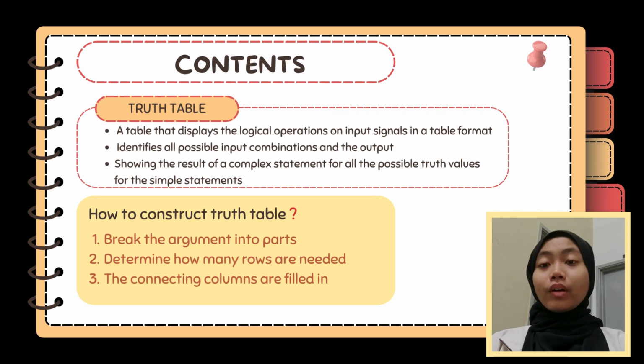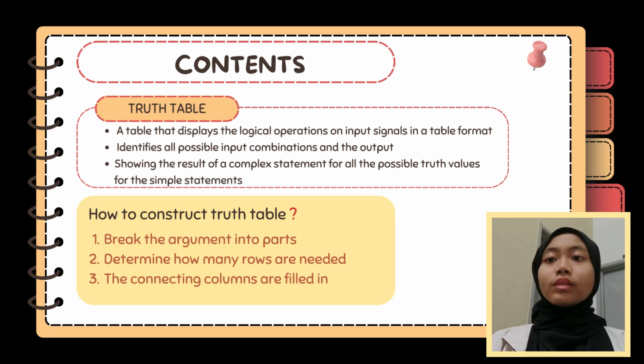Next, moving on to the truth table. A truth table is a table that displays the logical operation on input signals in a table format. It identifies all possible input combinations and the output, which means the truth table will show the result of a complex statement for all possible truth values of a simple statement.